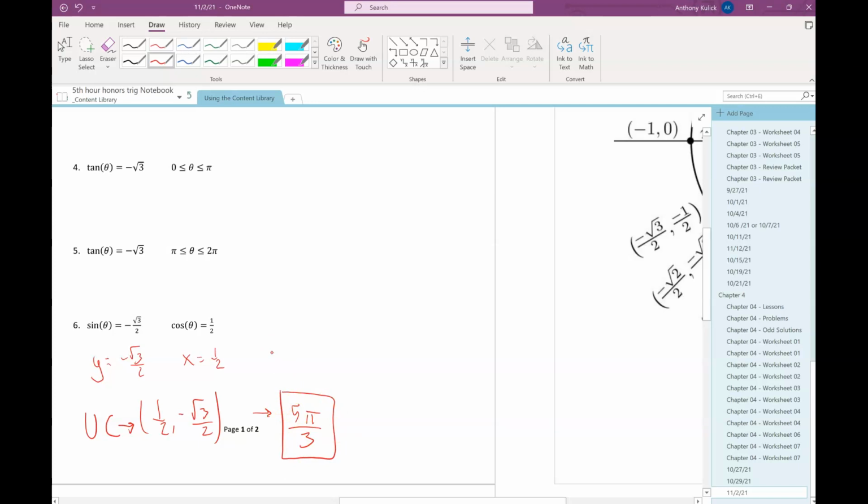Is that okay? So again, maybe not totally obvious, but that's by far the easiest way to handle one of those. You just turn them into coordinates and then you're basically done.